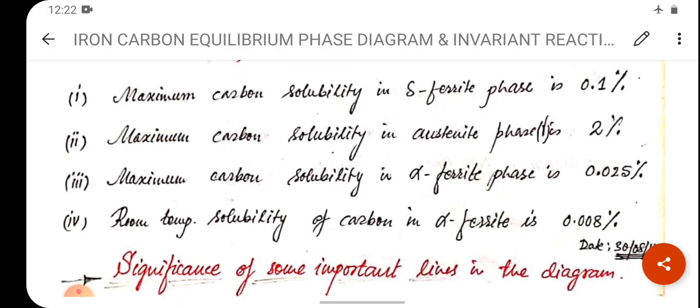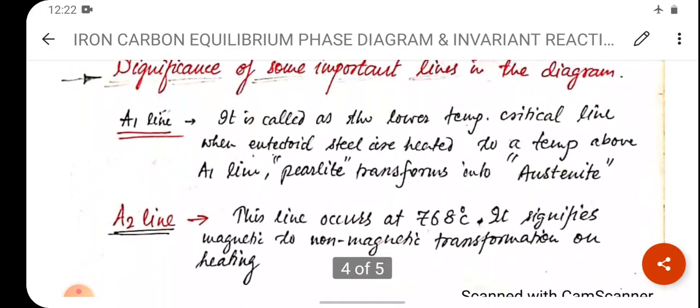So room temperature solubility of carbon, or 20-25 degrees Celsius. Room temperature is nothing but 20-25 degrees Celsius. So from the x axis at 20 to 25 degrees Celsius, the solubility of carbon in alpha ferrite is 0.008%.